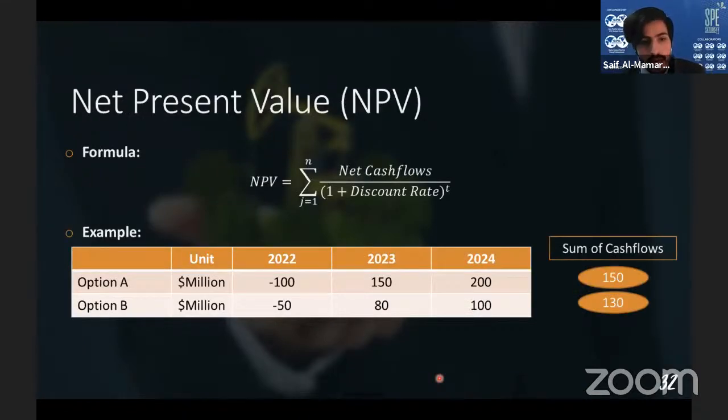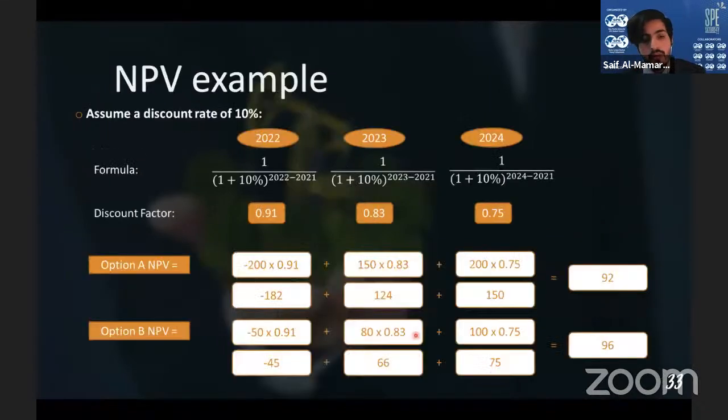So if we have this example, option A, you have negative 100 million the first year, then 150, then 200. Then option B, you have negative 50, 80, then 100. If you sum up this cash flow, you will find that option A is a better investment because it has a cash flow of 150 versus 130 for option B. But this is when you don't factor in the time value of money. In the next slide, we will actually apply the discount rate and the NPV formula.